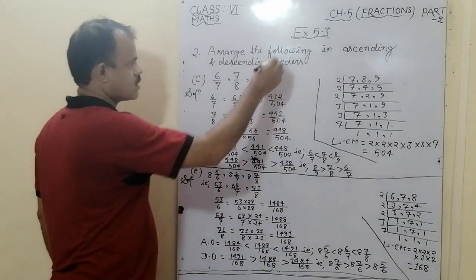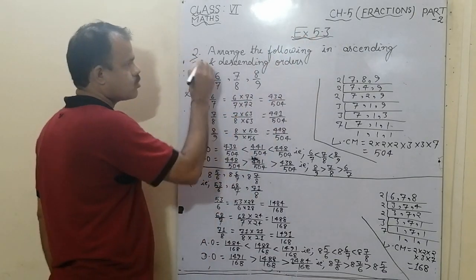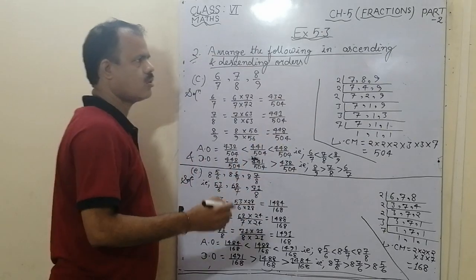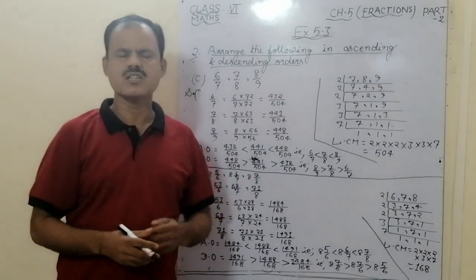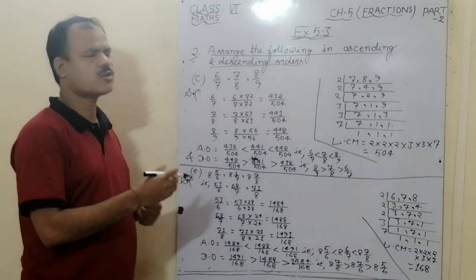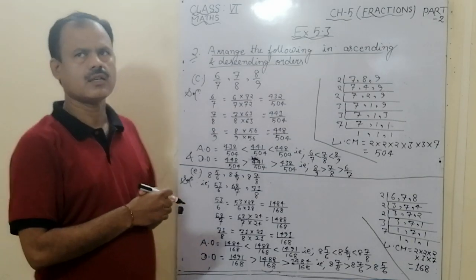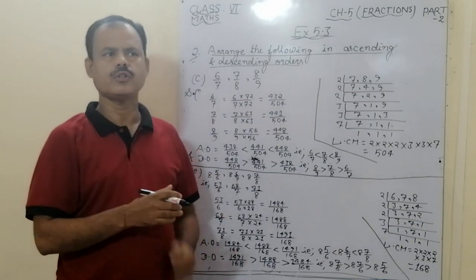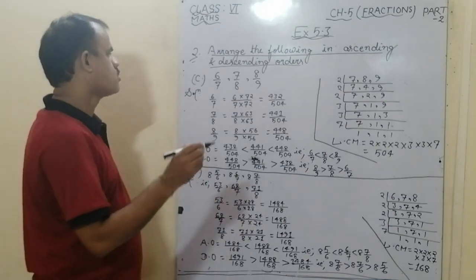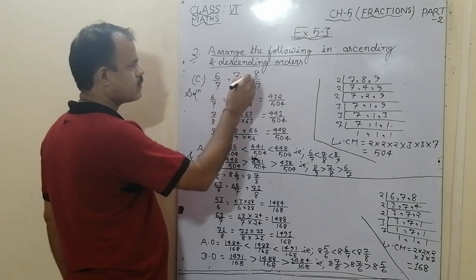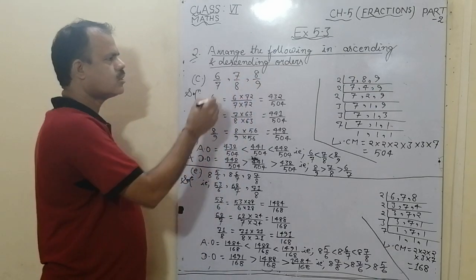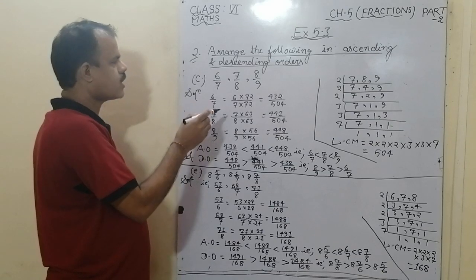Yes student, exercise 5.3, second question. Arrange the following in ascending and descending order. Ascending means smaller to greater, and descending means greater to smaller. Like ascending order 1, 2, 3, 4 and descending order 4, 3, 2, 1. So see here, 6 by 7, 7 by 8, 8 by 9. So these all three fractions are unlike fractions.